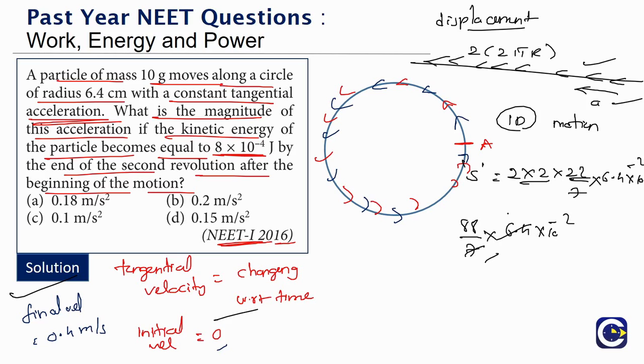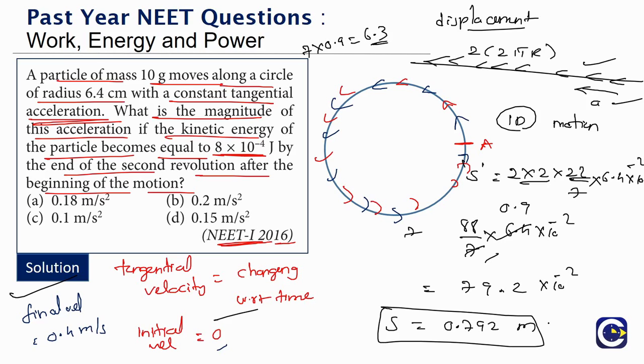This is like 7 ones are 7, into 0.9 is 6.3, so approximately we can write it as 0.9. 88 into 0.9, 8 nines are 72, so there will be 79.2 into 10 power minus 2, that is 0.792 in terms of meter. We can approximate it as 0.8 also. So the displacement is 0.8.